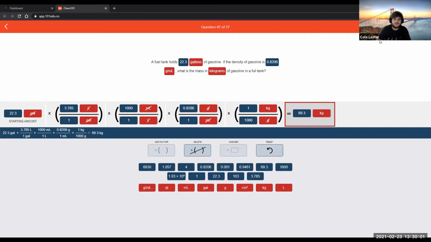The process here of doing this is to identify what your starting value is, or what you're given. So 22.3 and 0.8206 are two numbers that they give us that we can choose to start with. The way we're going to discern it is two different ways. One way is you can ask yourself which one of these is an equivalency.